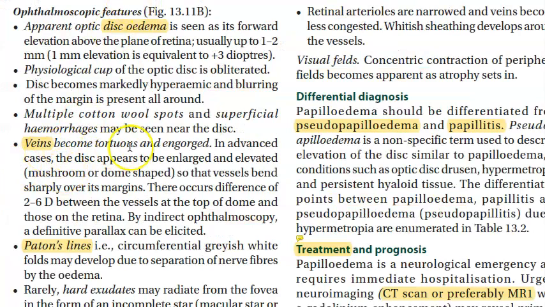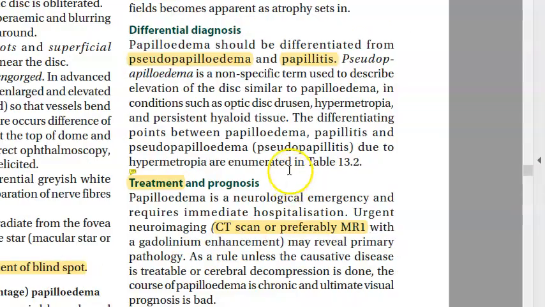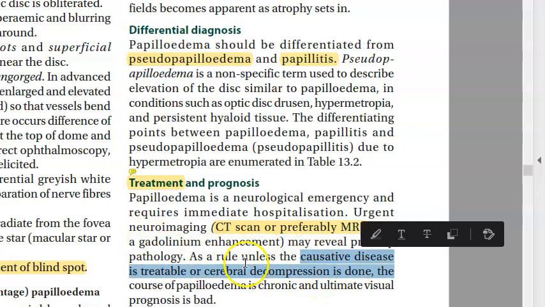So with disc edema, veins become tortuous, engorged, Paton's lines. What are these? Then enlargement of the blind spot. So guys, how will you treat this? You will have to do a CT scan or preferably MRI, and you will have to treat the cause.